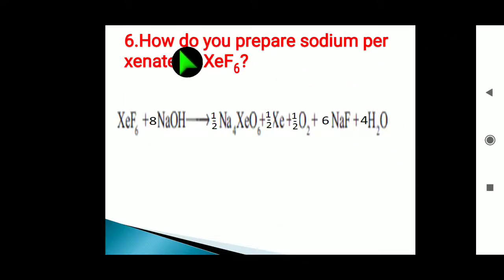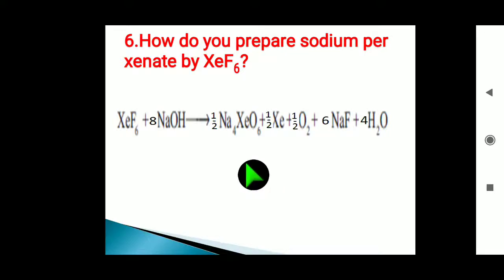Okay, question number 6. How do you prepare sodium perxenate from xenon hexafluoride? When xenon hexafluoride reacts with sodium hydroxide in the 1:8 ratio, we can get these products.